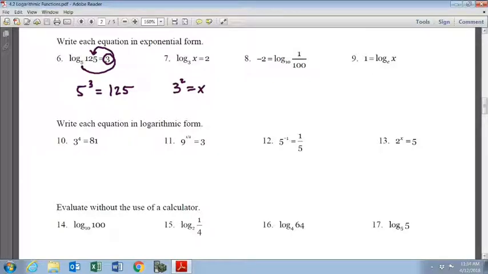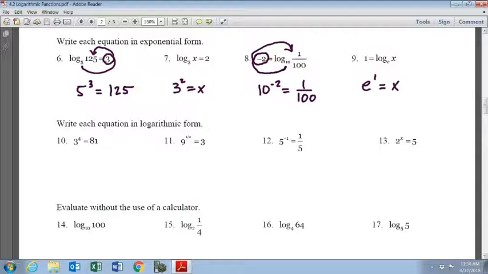All right, so on number 8, 10 to the negative 2 power is going to equal 100th. So we could do this. Basically, our base of 10 to the negative 2 power equals 100th. That's how I check myself, or go from logarithmic form to exponential form. So on number 9, you should have a base of e to the 1st power equals x.